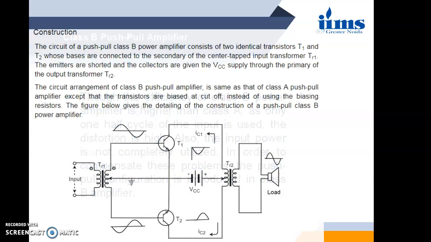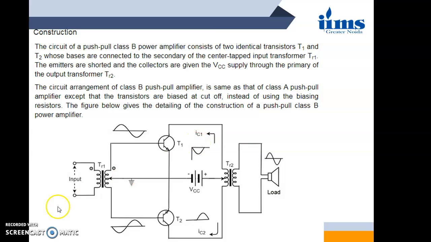The other thing is the overall full cycle that we can obtain with the help of a configuration called the push-pull power amplifier. So here is a push-pull power amplifier having two transistors T1 and T2 connected in such a way that one transistor amplifies half of the cycle and the other transistor magnifies the other half cycle. So we can say that one transistor pushes the signal and the other transistor pulls the signal, and that is why it is called the push-pull configuration.